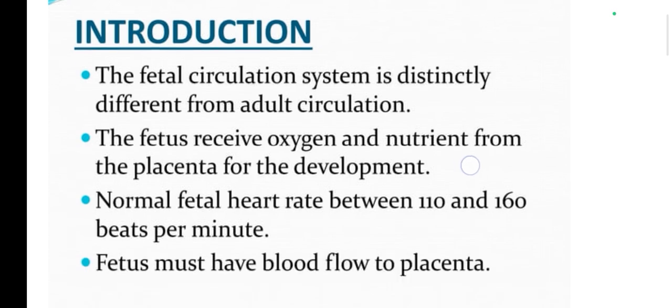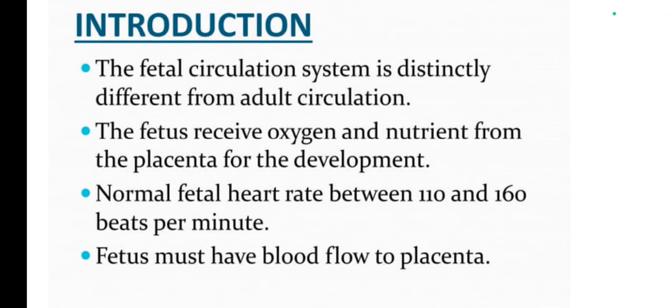Fetal circulation system is distinctly different from adult circulation. The fetus receives oxygen and nutrients from the placenta for development. Normal fetal heart rate is between 110 to 160 beats per minute. Fetus must have blood flow to the placenta.